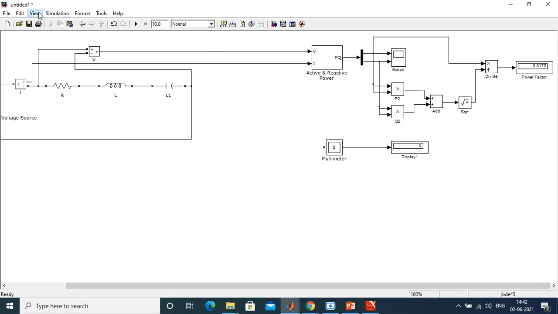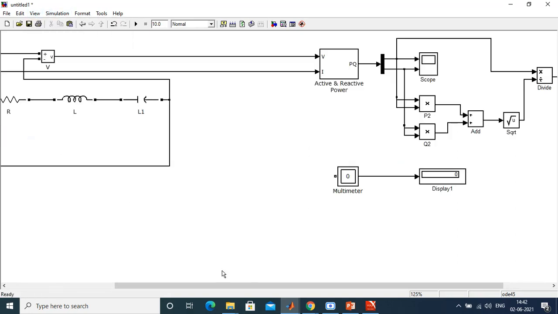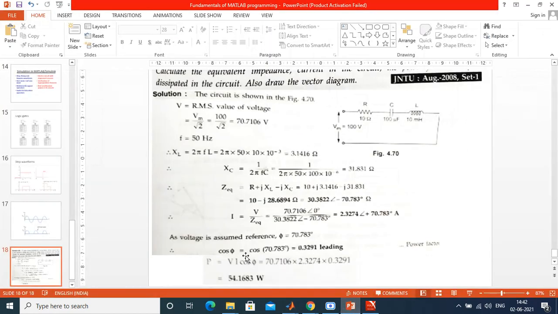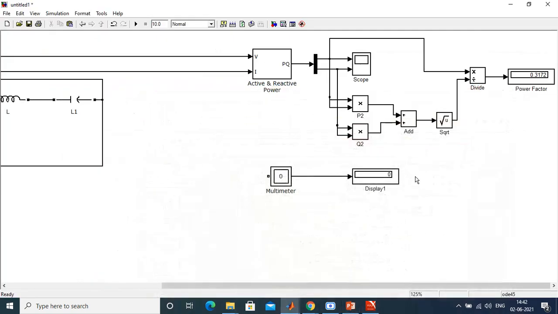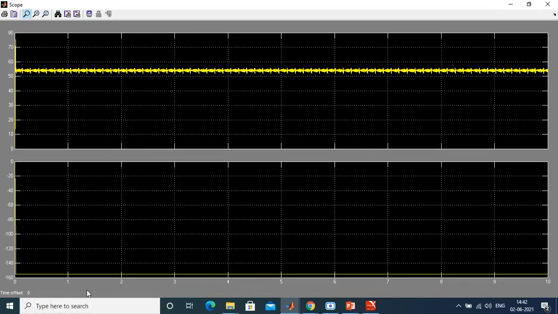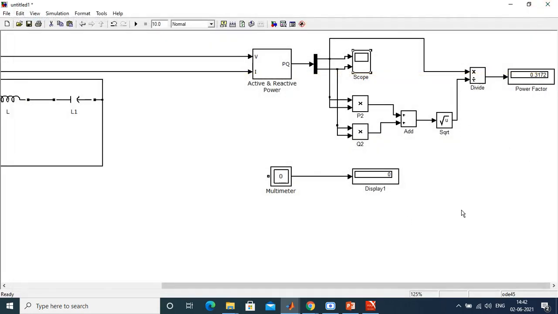So how much is this value? 0.3172. Is it the correct answer? You must see here 0.3291. It's almost the same. And what is your real power? Real power is 54 point something. Almost near to your answer. You can observe the real and reactive power values here. Clear? So now this is about how to do this.